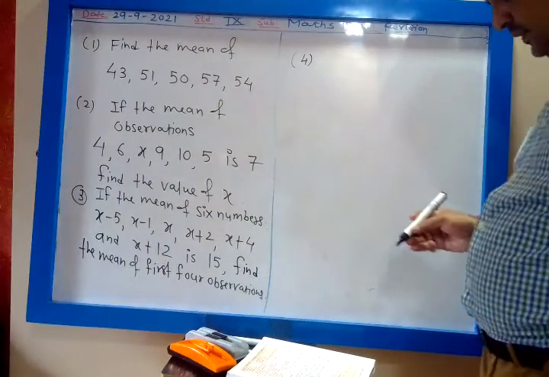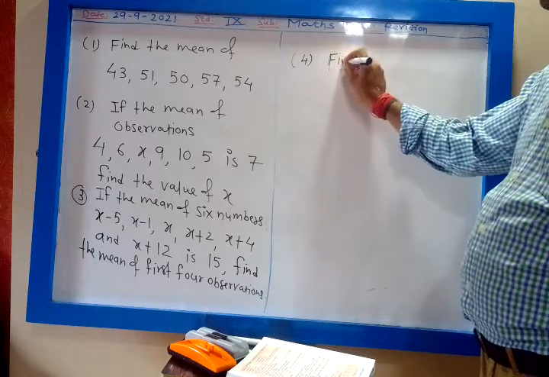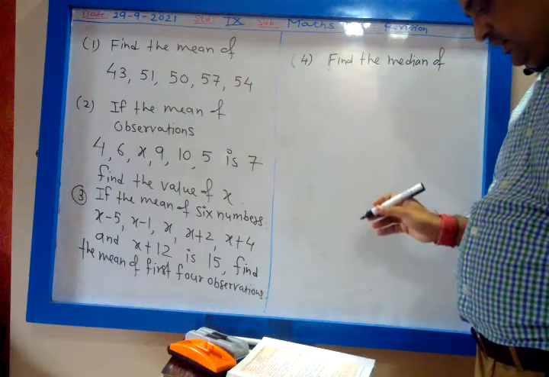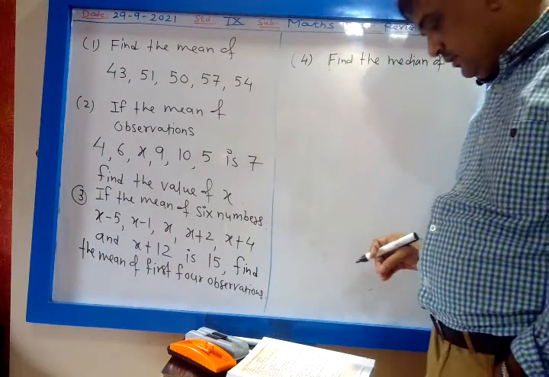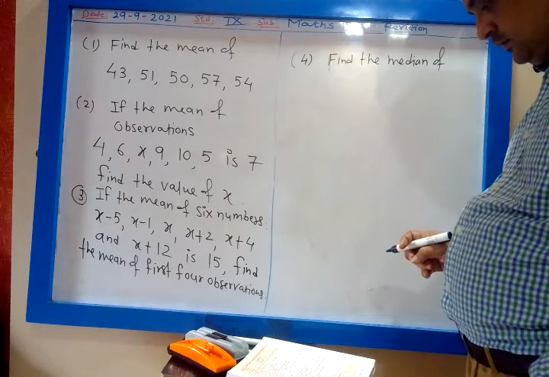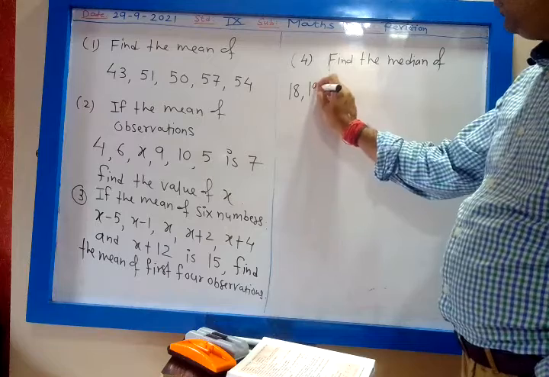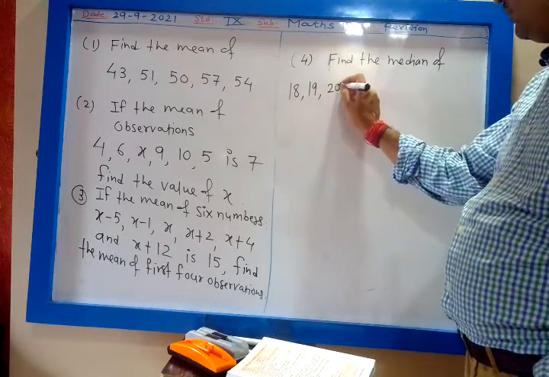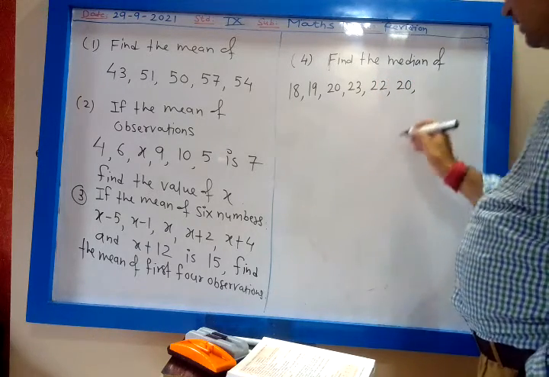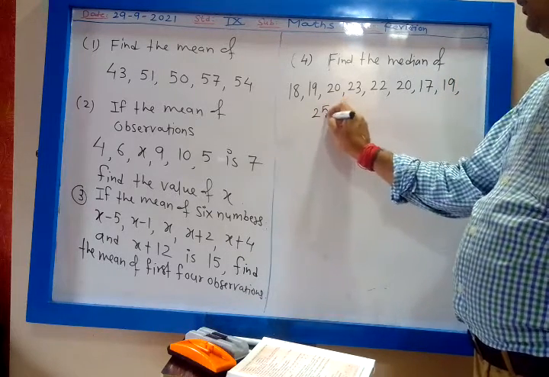Chalo, fourth one. Find the median of 18, 19, 20, 23, 22, 20, 17, 19, 25 and 21.